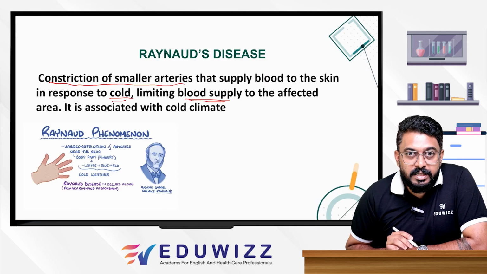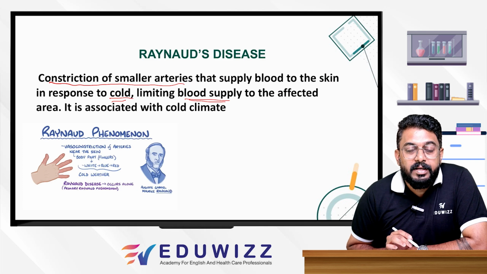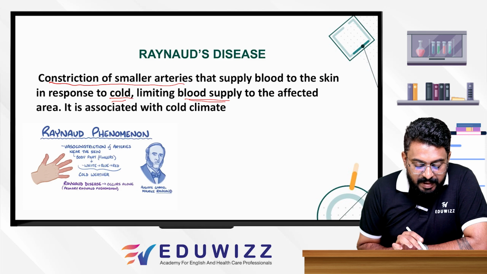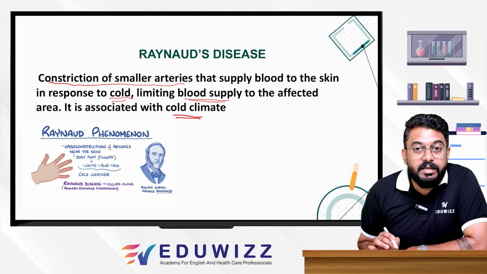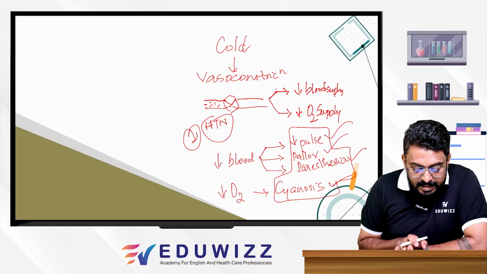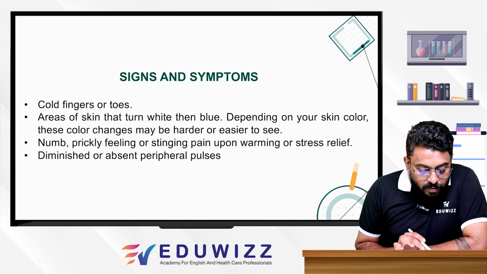Constriction of smaller arteries that supply the skin in response to cold, which limits the blood supply to the affected area. Okay, so the main reason is that it is associated with cold climate. Okay, now let's go to the signs and symptoms. Okay, cold fingers or toes.